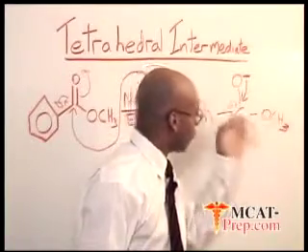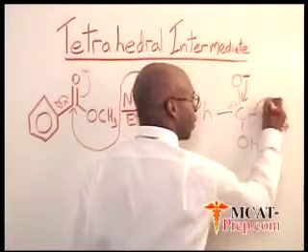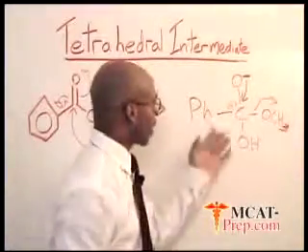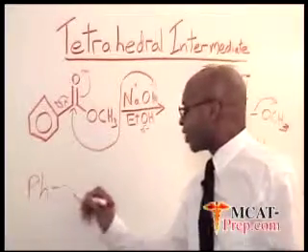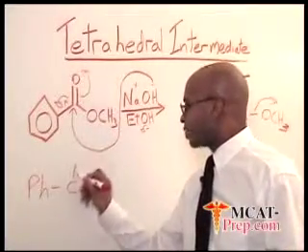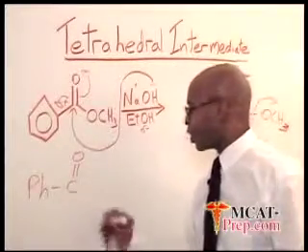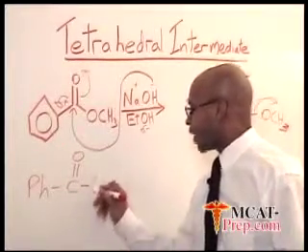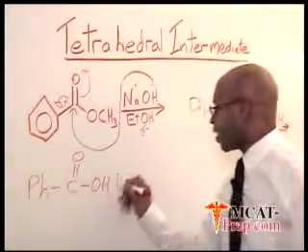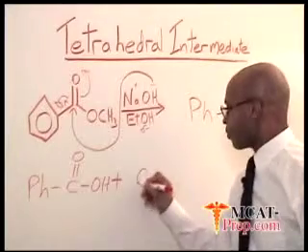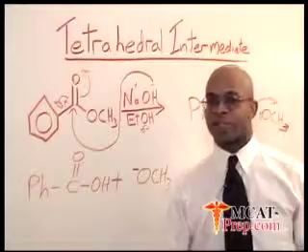the OCH3 group, which would be forced to leave, and so we would have the electrons come down, the OCH3 group would leave, and then we get our phenyl group attached to the carbon. Now it's double bonded because the electrons have come down and attached to the carbon, and this is attached to the OH group. Then we have plus OCH3, and this is negatively charged.